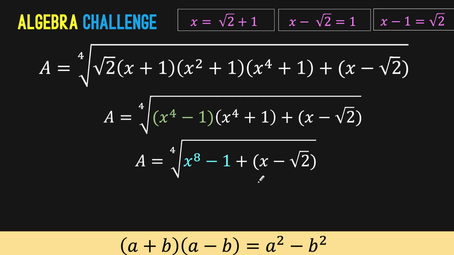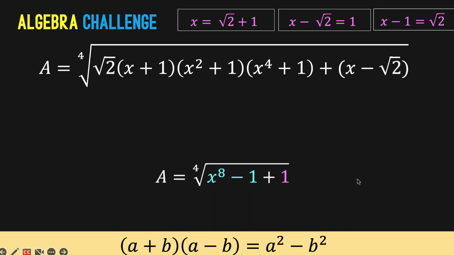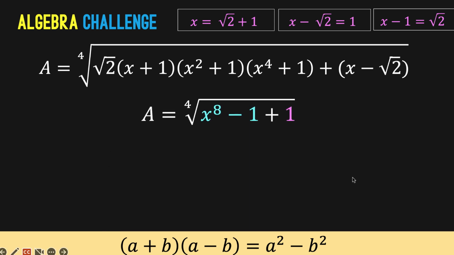Notice again that this part here, x minus square root of 2, is this value here, which is equal to 1. So we can replace this with 1. This part here is now this part, and we just copy x to the 8 minus 1, all of them under the fourth root. The negative 1 plus 1 is equal to 0. So what's left is a is equal to the fourth root of x to the 8.